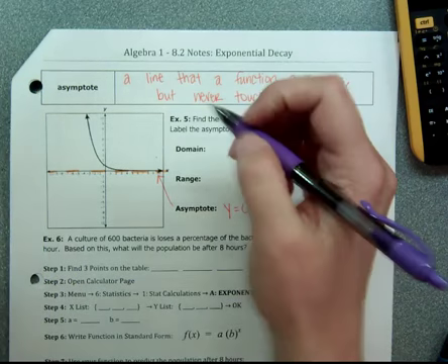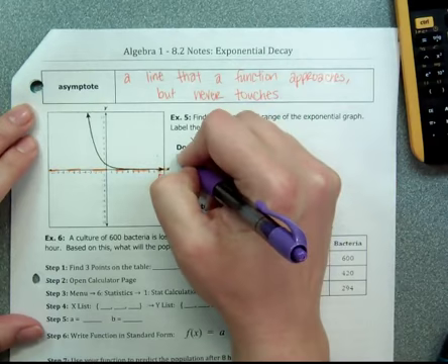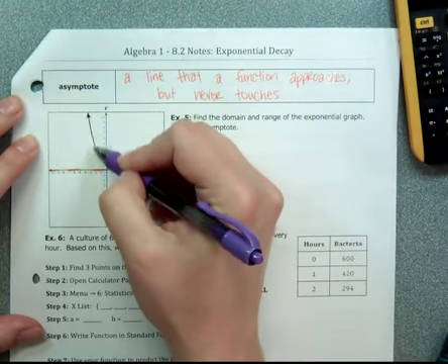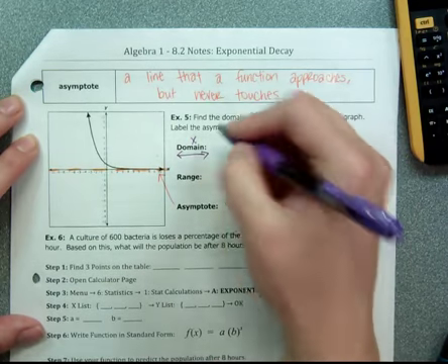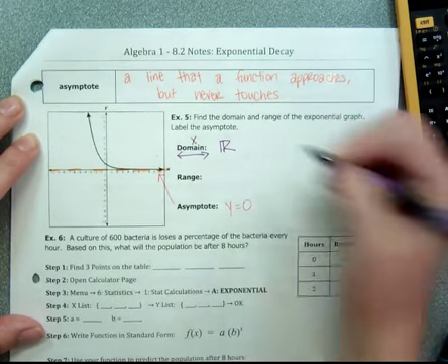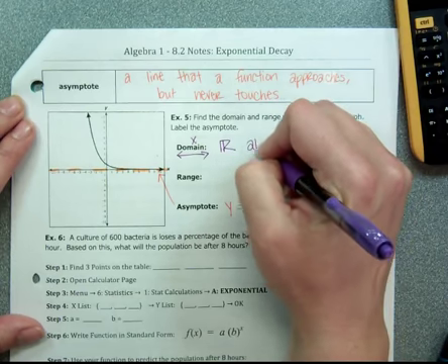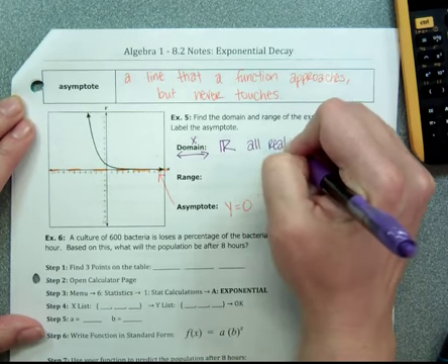Alright, domain. Domain is our x, it's our left and our right. So notice its angle. It's going to keep going angled to the left forever, and this arrow goes to the right forever. So it is that wonderful symbol that means all real numbers.